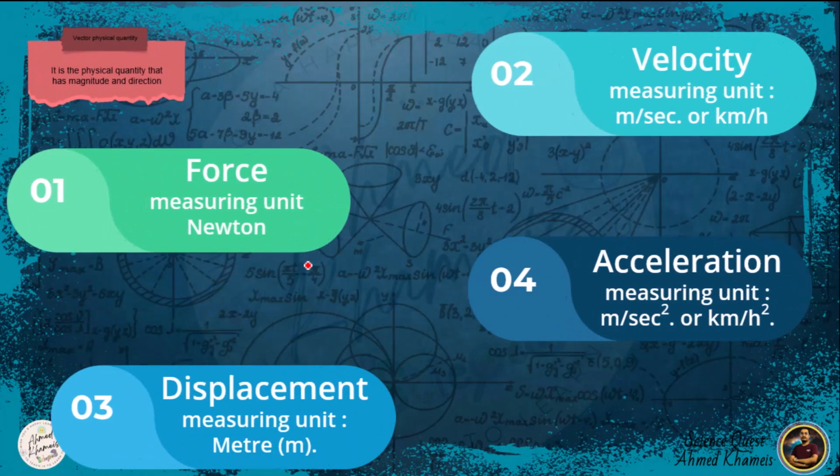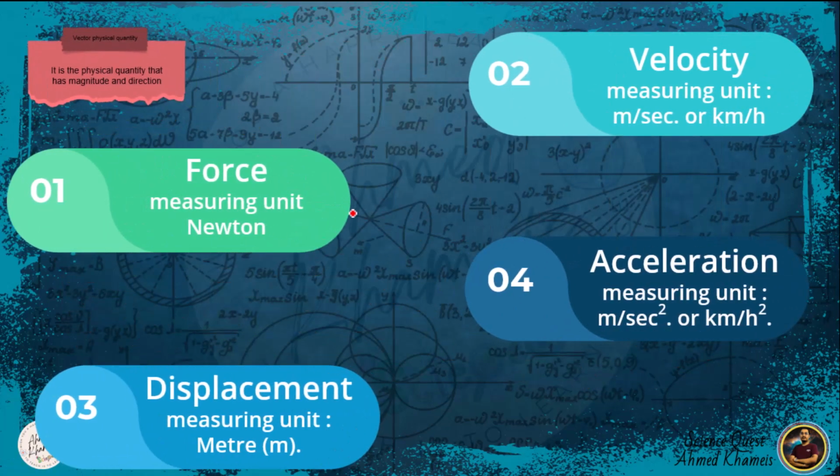such as velocity, which is measured in kilometers per hour or meters per second in a certain direction, force, which is measured in Newtons in a certain direction, acceleration, which is measured in meters per second squared or kilometers per hour squared in a certain direction, and displacement, which is measured in meters or centimeters in a certain direction.